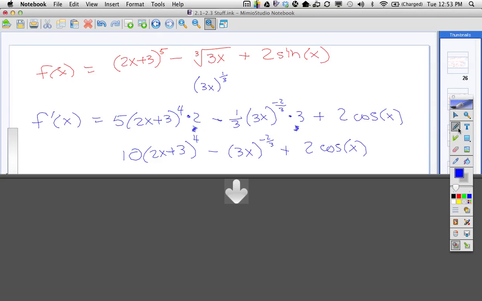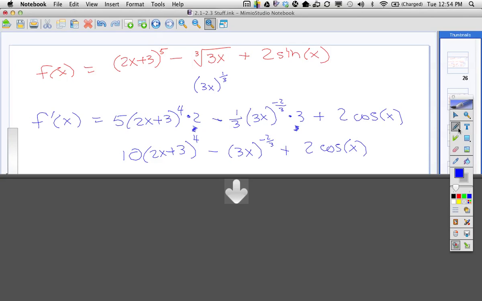Remember to kick out the 2 here. Kick out the 3 there, right? Because that compresses the graph whenever you're multiplying on the inside. You have to kick out when it's attached to the x. That's a good way to say it. Okay? When it's inside the function.